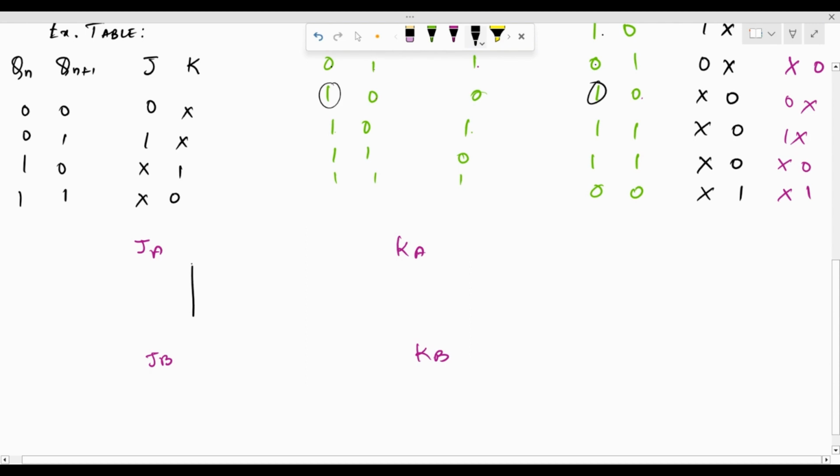So we have JA. I'll keep X here and A and B over here.